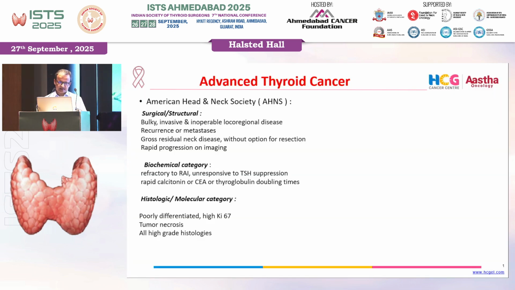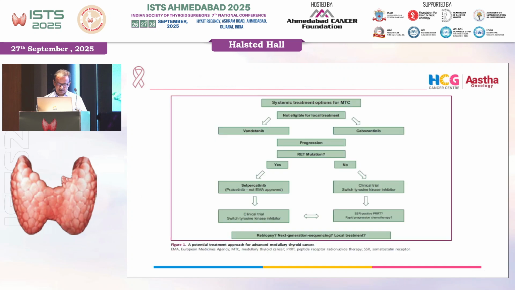And these criteria, correct me if I'm wrong, are based on the American Head and Neck Society. They have defined various criteria for what they call advanced thyroid cancer, and these patients could probably be amenable to systemic therapies, which I'll be mentioning. But of course, if you have some dynamic surgeons in the crowd, probably they can even remove these tumors in this subset of patients. This is a very common algorithm which was again shown by the previous speaker.